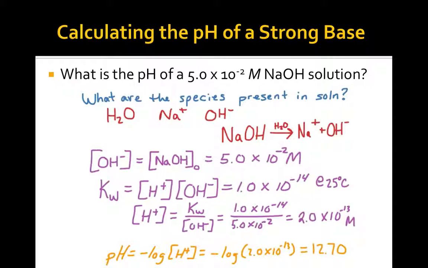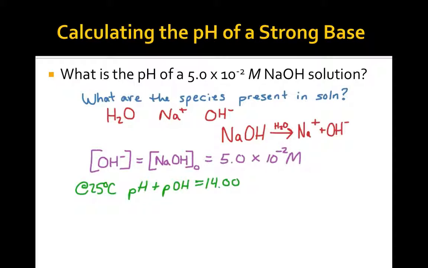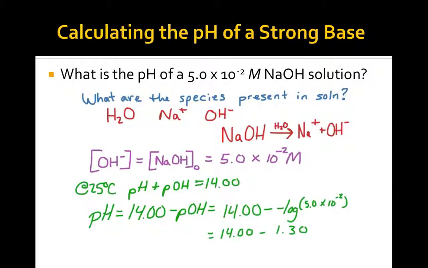Perhaps we should note that the pH could have also been found just as easily by using the pOH of the solution. Since pH plus pOH equals 14.00, the pH is 14.00 minus the negative log of the hydroxide concentration. So 14 minus 1.30 also gives us 12.70 for the pH of this basic solution.